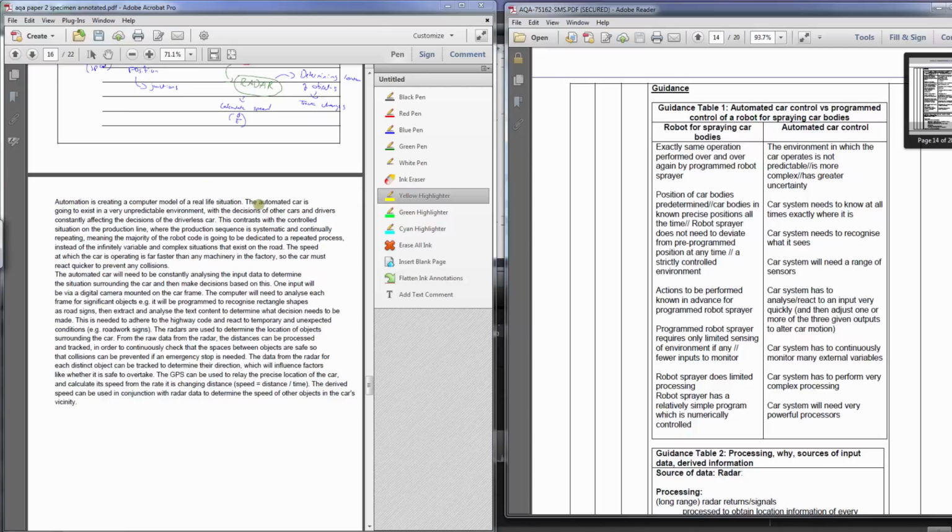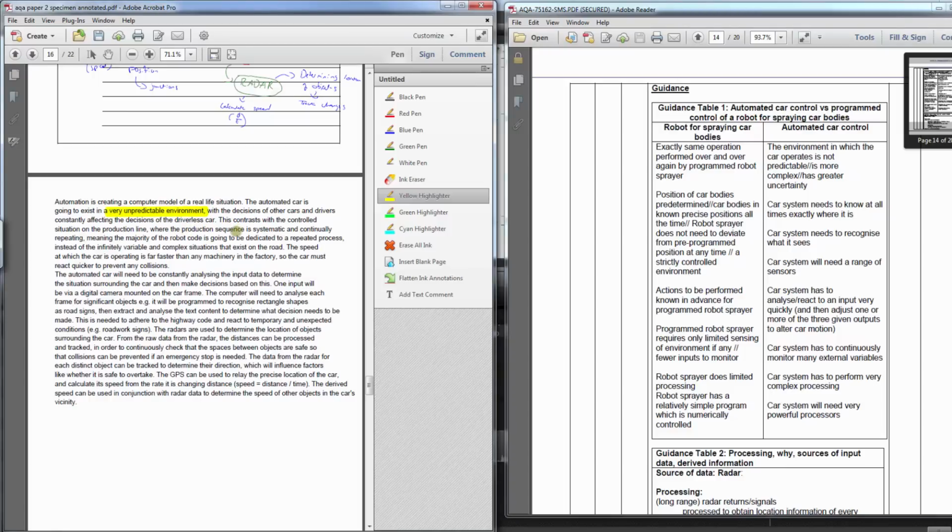In some essay situations you do get a mark for definition, but obviously not in this case. It's maybe worth doing anyway, but don't spend too much time on it in case you don't get a mark. So what I've said is, the first point is that the automated car is in a very unpredictable environment, and straight away I can see that it says the environment for car operators is not predictable, so that's good to know that I've got at least 1 point from that.